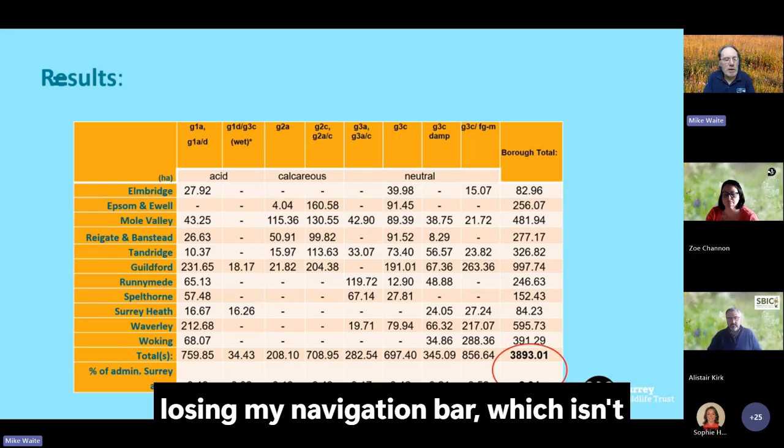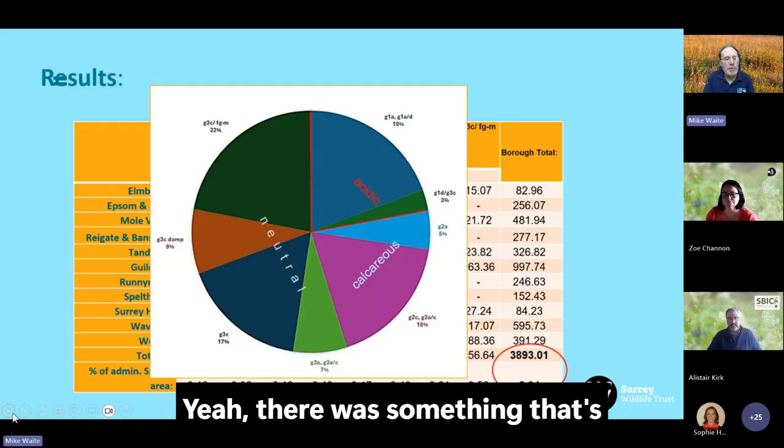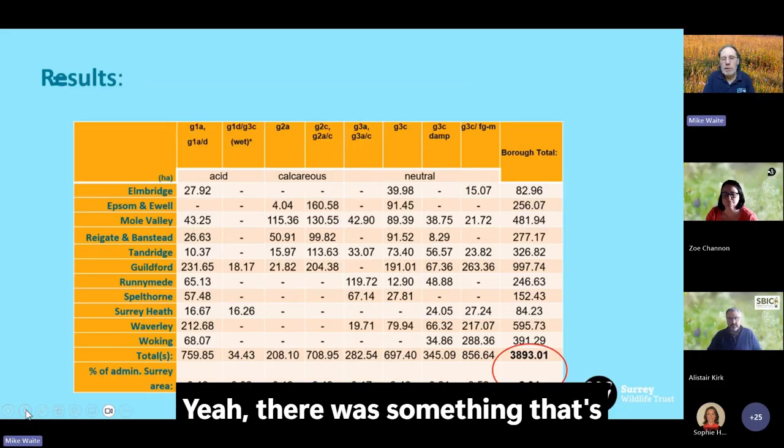I keep losing my navigation bar, which isn't handy. Yeah, there was something that's gone away.